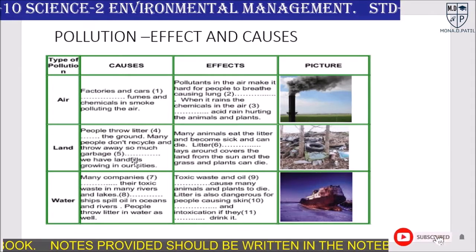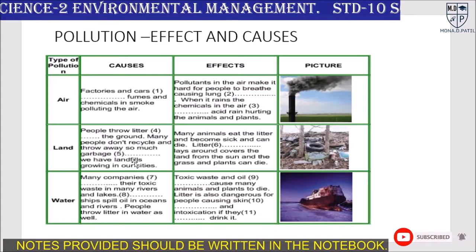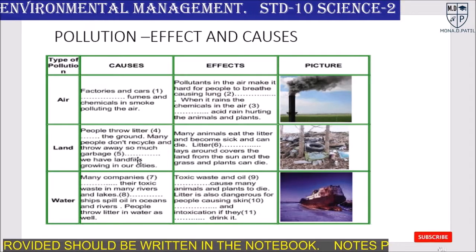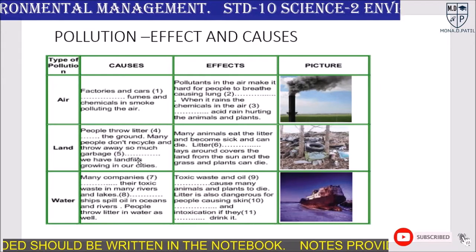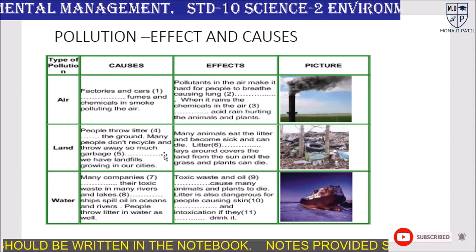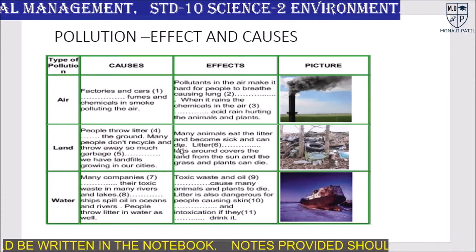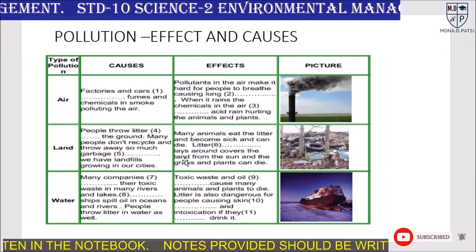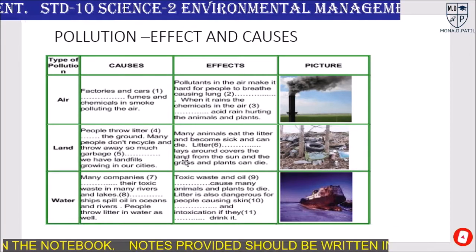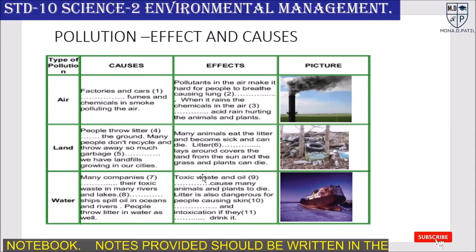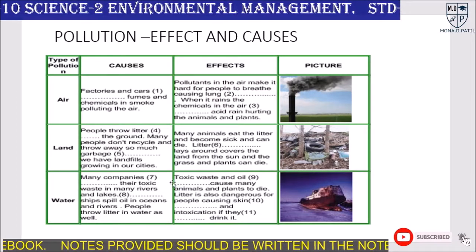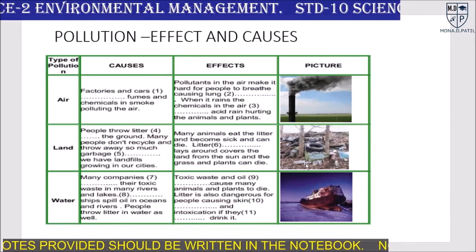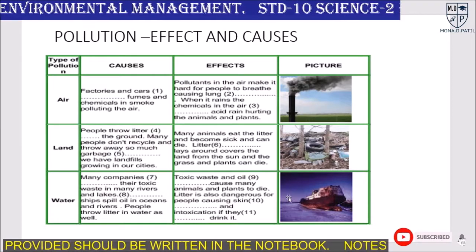Then land pollution. People throw litter or garbage on the ground. Many people don't recycle and throw away so much garbage, and it creates a problem. That can be a cause. Effect of this: animals eat litter and become sick and can die. Litter lying around covers the land from the sun, and the grass and plants can die. Here you can see the pictures of air pollution and land pollution, and now the water pollution.